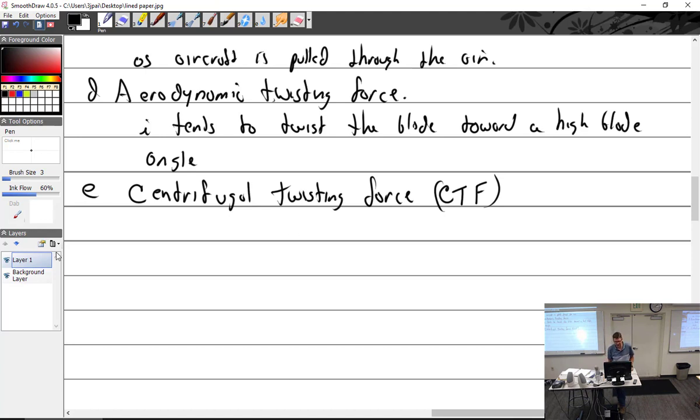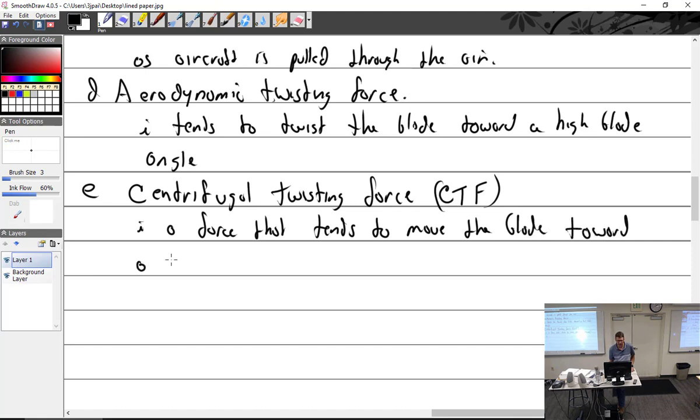All right, centrifugal twisting force. A force that tends to move the blade, or twist the blade, toward a low blade angle.